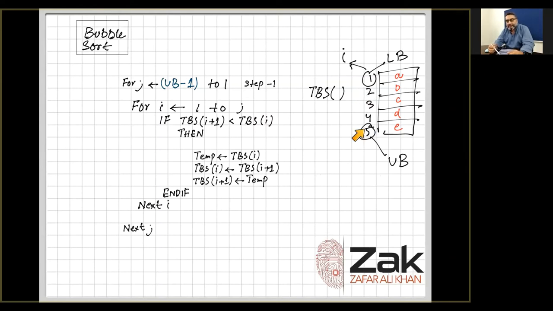And in 1 to 4, the highest value will come down. Then when it goes out, it will become 3. So for j is equal to 4 to 1, now the j has become 3. Now this loop will go from 1 to 3. When it reaches 3, the value up to 4 will be changed, and that is how it will go further.